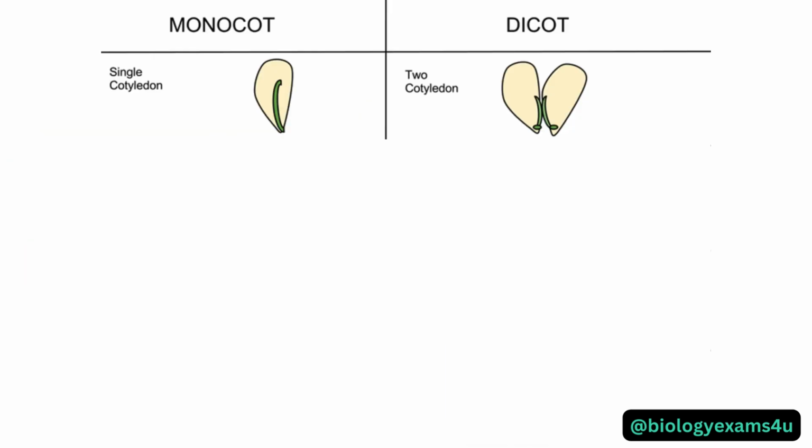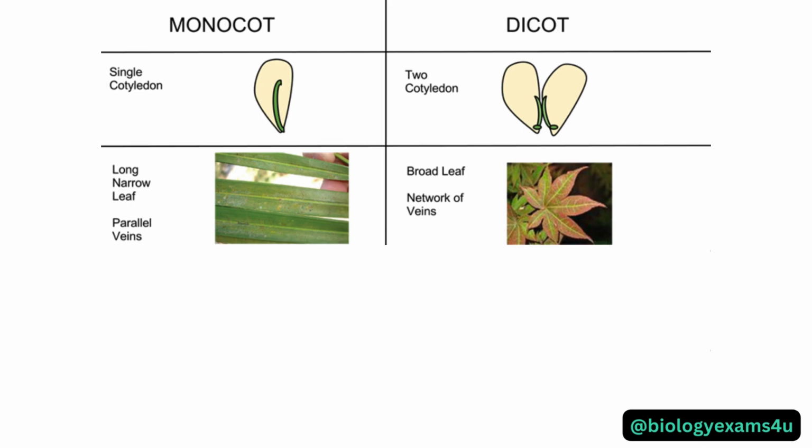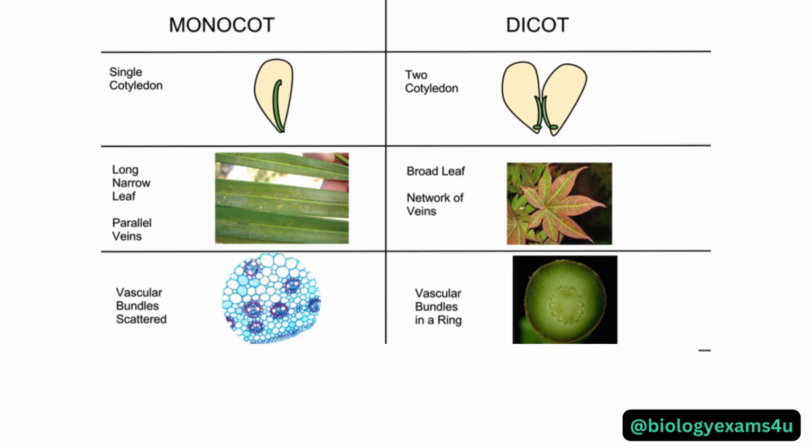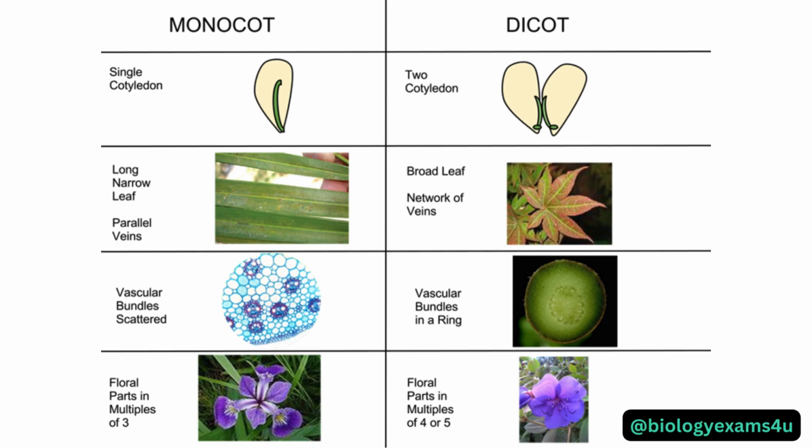The angiosperms are further divided into monocots and dicots. Monocots have a single cotyledon in the seed, where cotyledons are embryonic leaves, whereas dicots have 2 cotyledons, 2 embryonic leaves. Monocots often have long narrow leaves with parallel venation, whereas dicots have broad leaves with reticulate venation. Regarding the anatomy, in monocots the vascular bundles are scattered, whereas in dicots the vascular bundles are arranged in a ring. In monocots, the floral parts are in multiples of 3, whereas in dicots, floral parts are in multiples of 4 or 5.